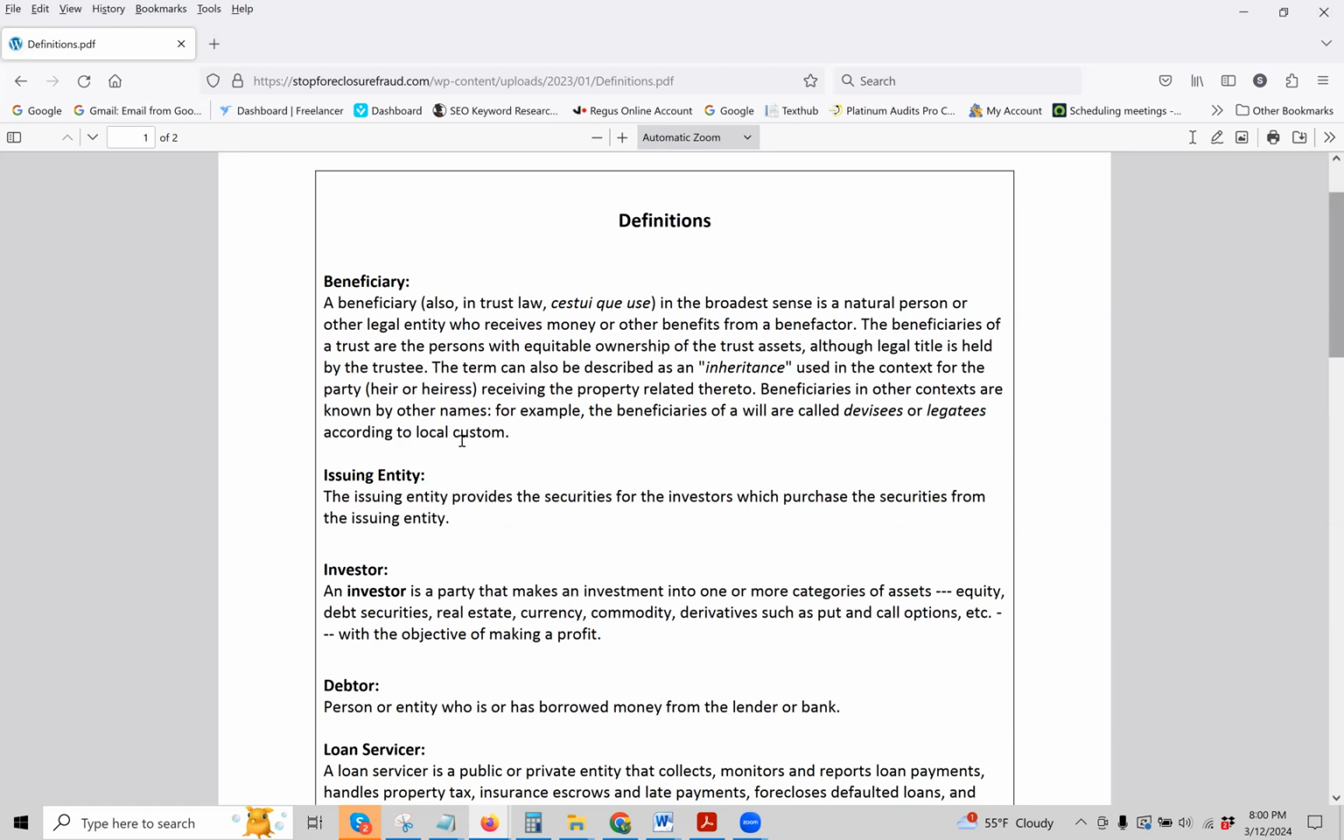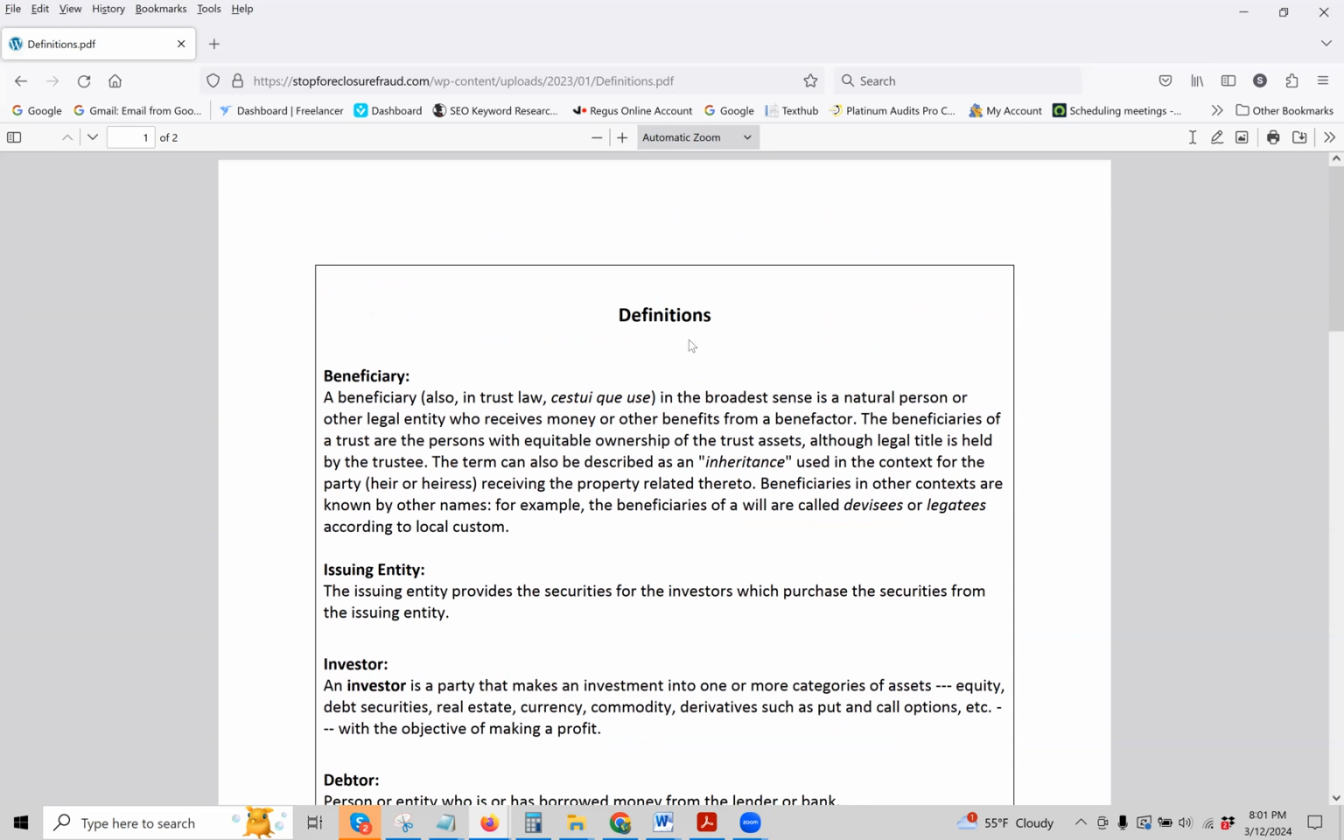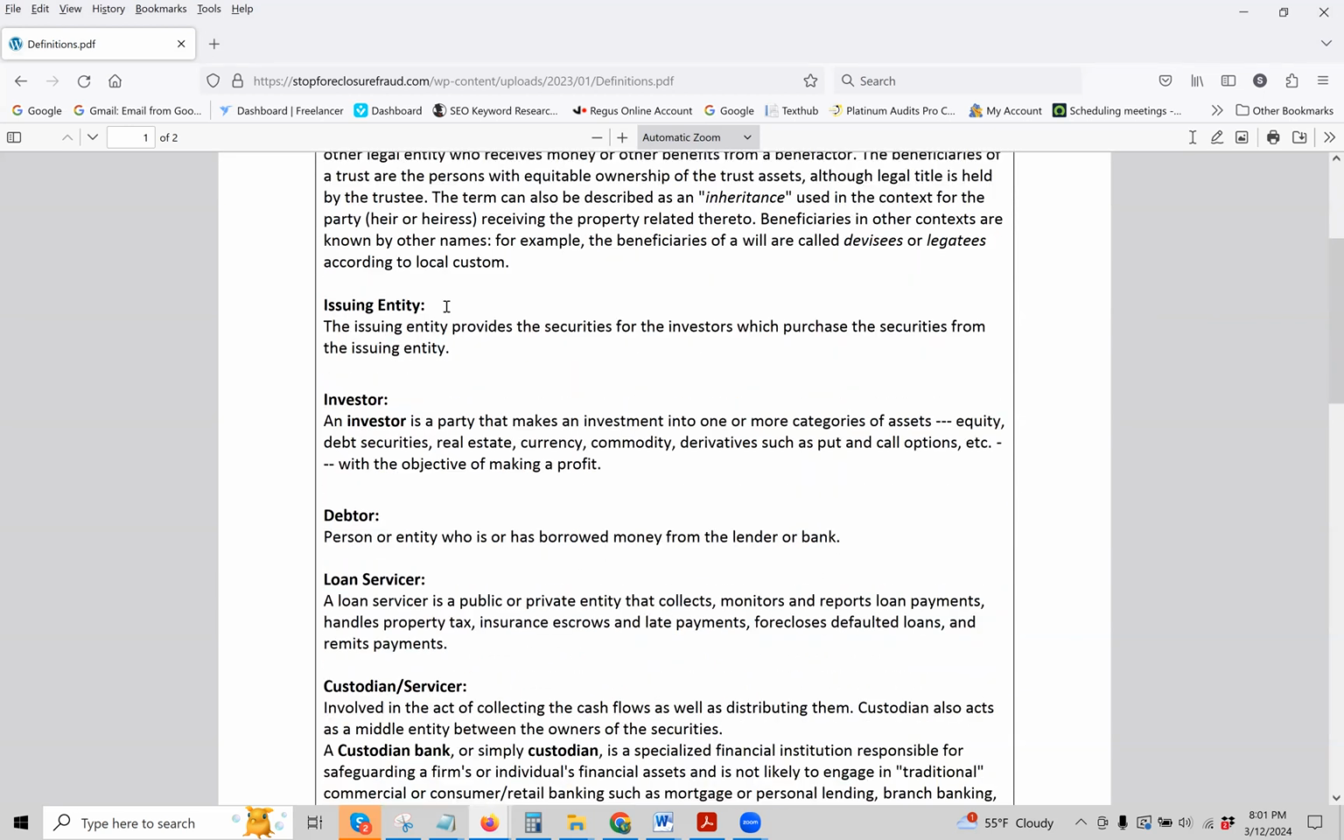In this particular definition sheet, there are some definitions here. I'm not going to go over every single one. However, I will go over the main ones that relate to the next graph that I will show you in the PDF document that shows a securitization chain of title type transfers. So here on this page, you will see issuing entity.